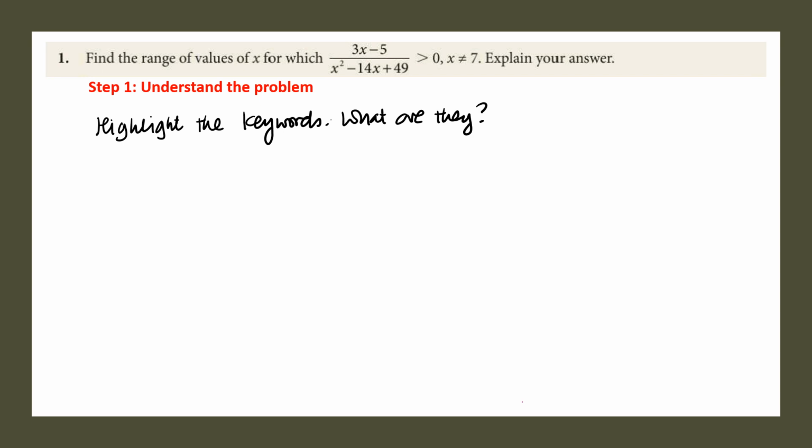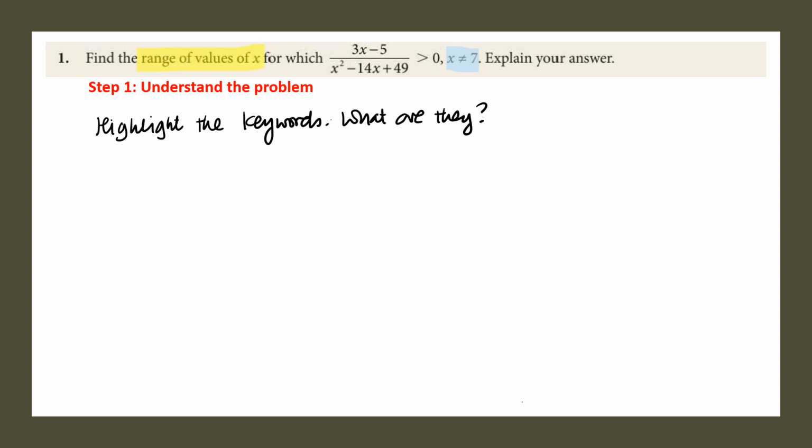One way of understanding the problem is to highlight the keywords. So what are the keywords presented here in this problem? The first one is x cannot take the value of 7. When you see something like that, as a problem solver, you would ask yourself, why can x not take the value of 7?